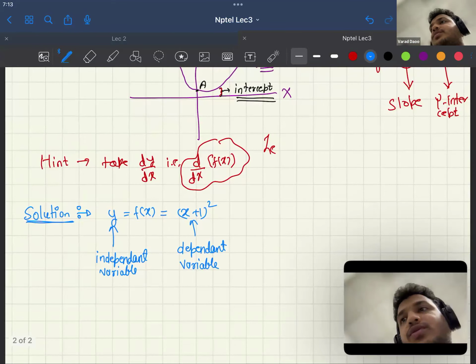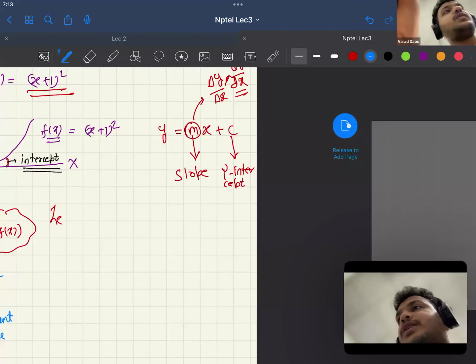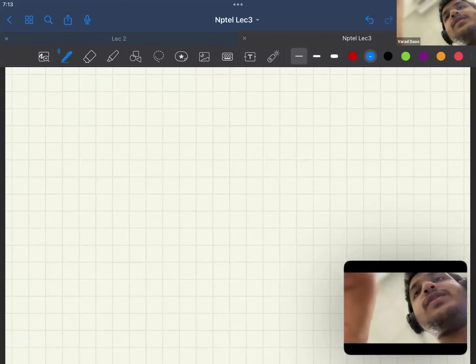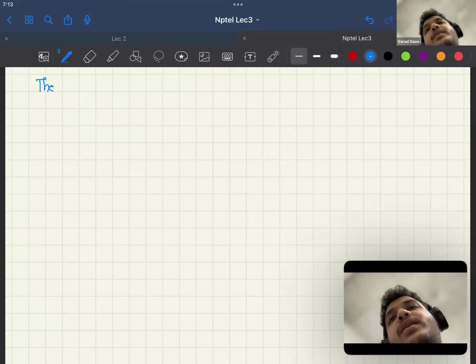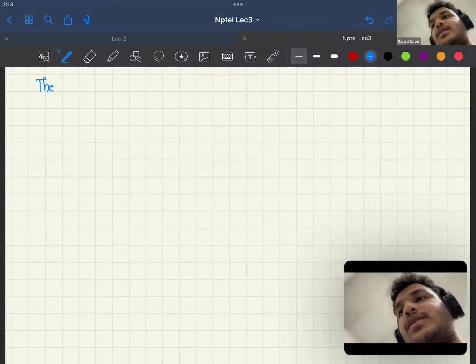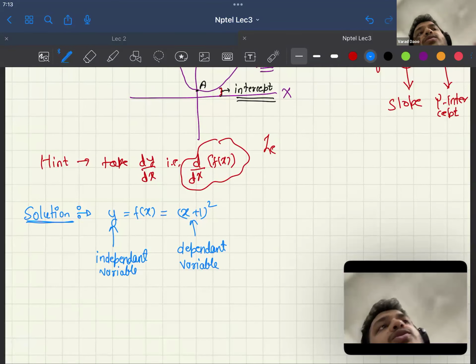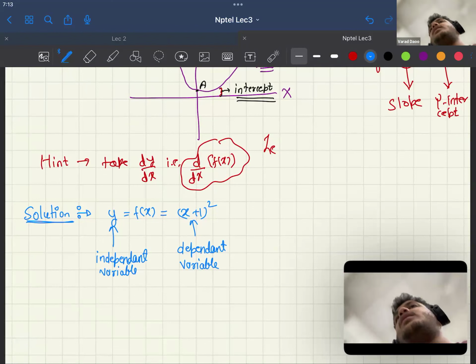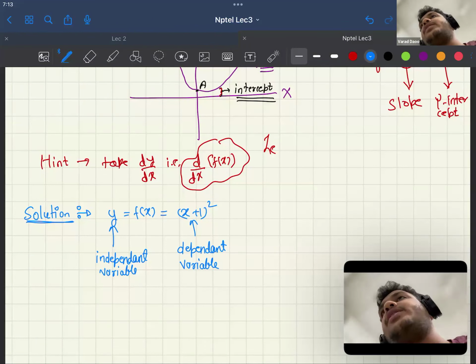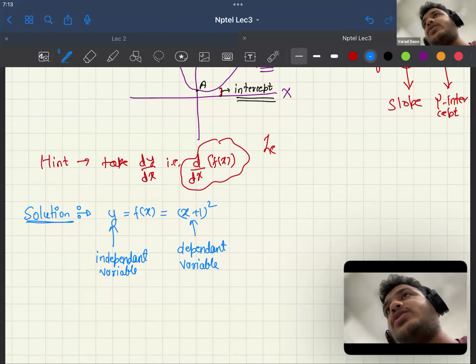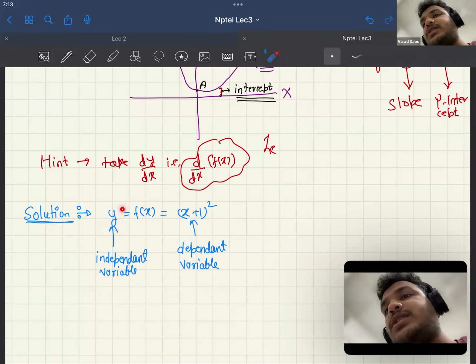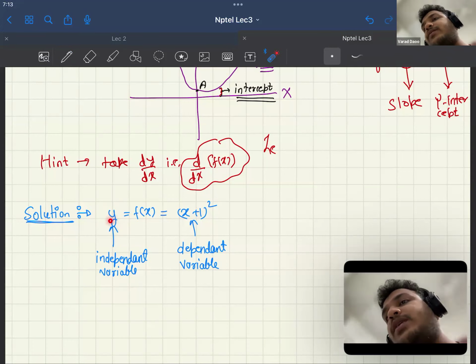So let me go to the next page. What we are given is the dependent variable, and we can clearly write the dependent variable in terms of x, right? Here you can see this is the independent variable and this is the dependent variable. So the dependent variable y can be written in terms of the independent variable x, so it is of the form y is equal to f of x. Here what we are trying to do is express the independent variable in terms of the dependent variable, right?